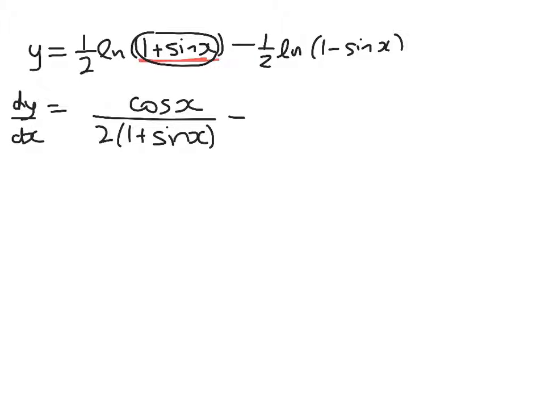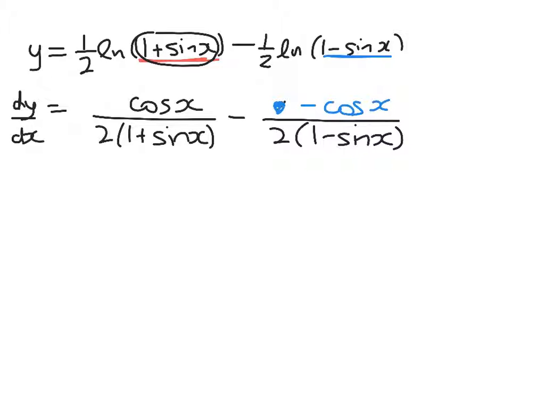Okay, similar process for the next part. It's going to be minus, in the denominator, 2 times 1 minus sine x times the derivative of the inside function, which is negative cos of x. And you can already see in the denominator that you're going to have some simplification that can happen there.